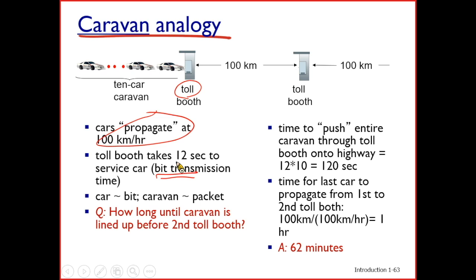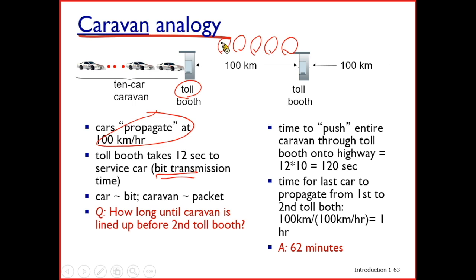So we continue the question posed here. How long until the caravan is lined up before the second toll booth? If we have the given information, it asks how long, so that we can see the caravan line up before the second toll booth. I think you can have your own way to do the calculation, but I just follow the current way to let you know the steps for the calculation.